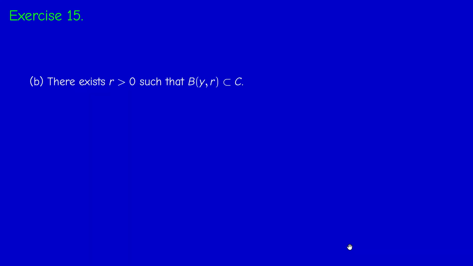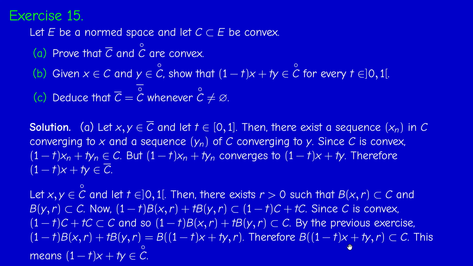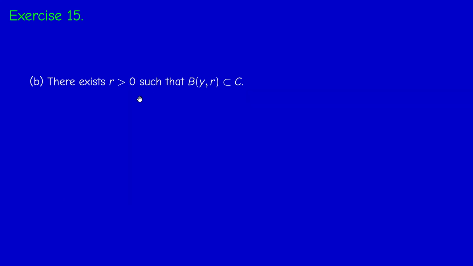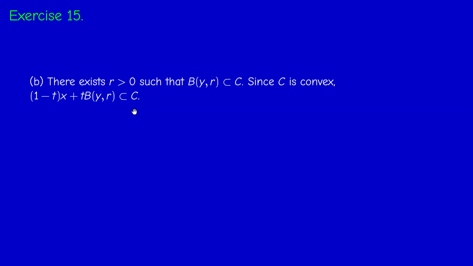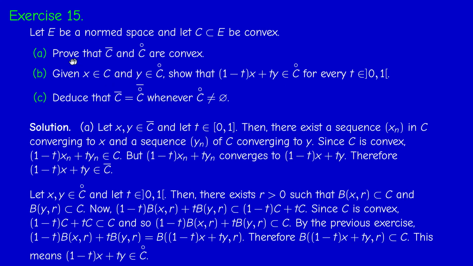Okay, last identity. So we just have to prove one implication. Okay, so we have to take an element in C bar and prove that it's here. Sorry, this is question B. Excuse me. So we have x in C and y is in the interior. We have to show that the interior of the straight line segment is in the interior of C.